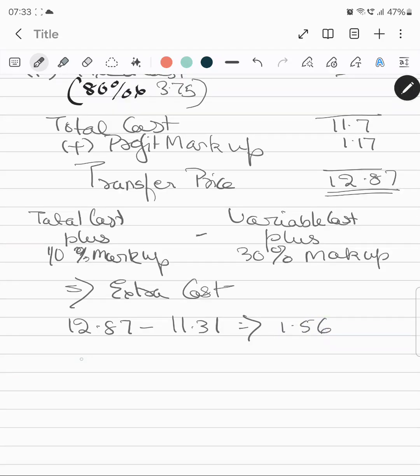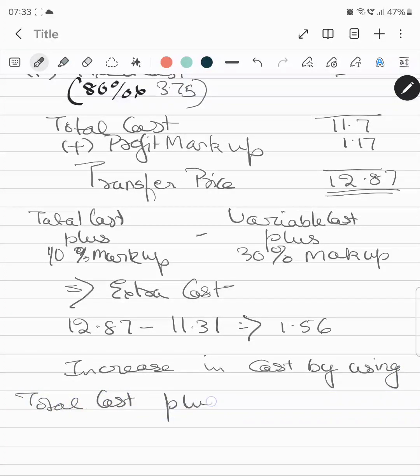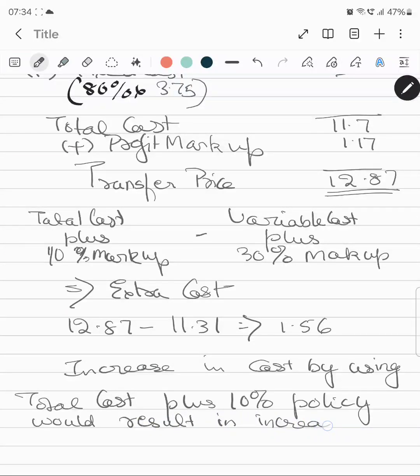So how much is the increase? Increase in cost by using the total cost plus 10% policy would result in an increase of price by $1.56. I'll write it clearly once again.